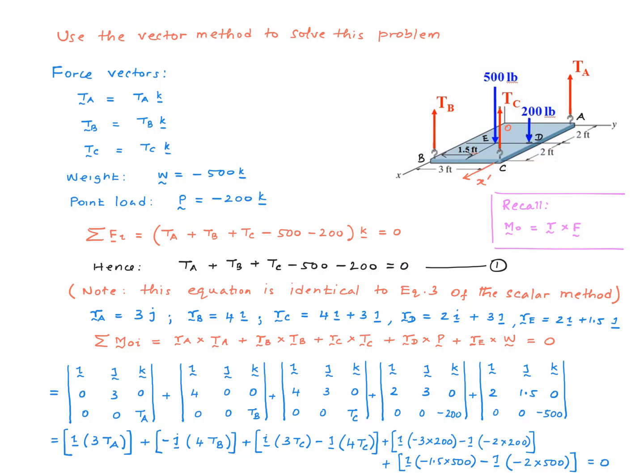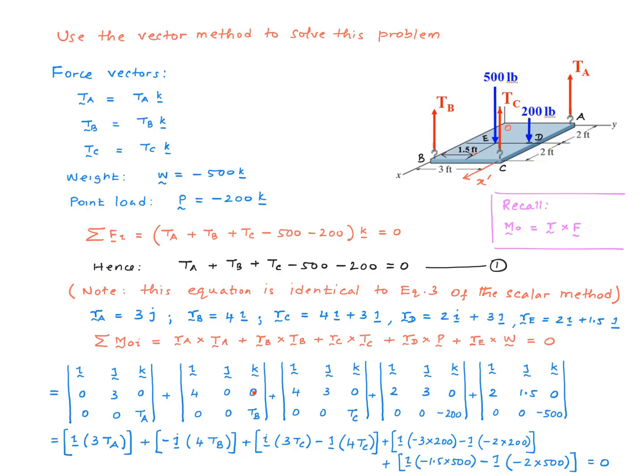If you recall, the moment of a force about point O is given by this equation: vector MO equals vector R cross vector F. Here vector R is any vector going from point O to any point on the line of action of the force F. And of course vector F is the vector representing the force. We have 5 forces here, so we're going to end up with 5 of these, and we sum them up and set it to 0. So that's our vector moment equation.